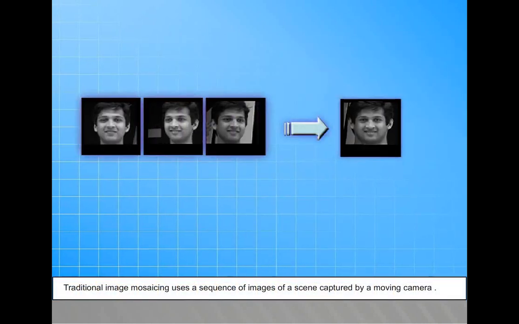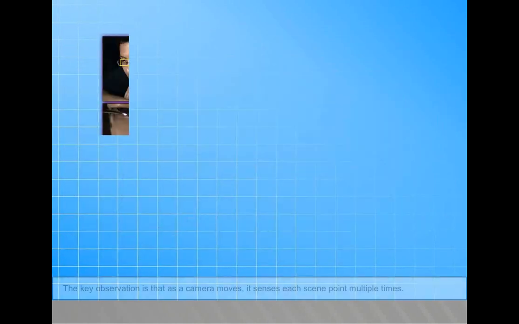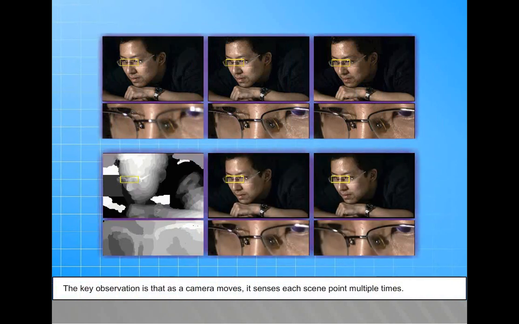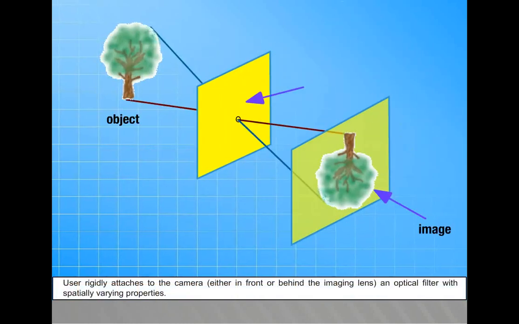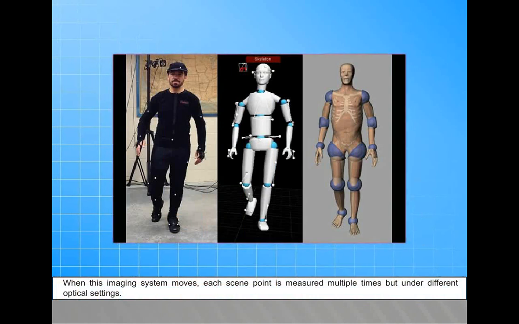Traditional image mosaicing uses a sequence of images of a scene captured by a moving camera. Generalized mosaicing is a simple and effective method for extracting additional information at each scene point. The key observation is that as a camera moves, it senses each scene point multiple times. The user rigidly attaches to the camera, either in front or behind the imaging lens, an optical filter with spatially varying properties. When this imaging system moves, each scene point is measured multiple times but under different optical settings.